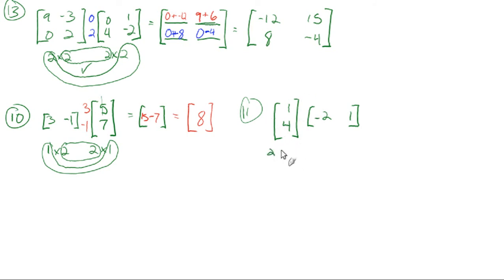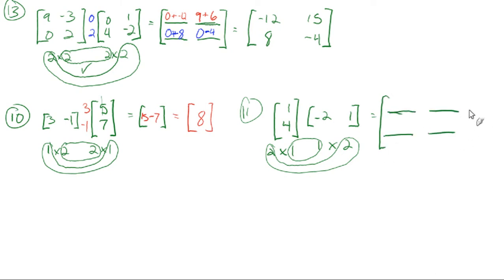This is a 2 by 1, and this is a 1 by 2. Okay, so we can multiply them together because these two middle numbers match up, and this is going to give us a 2 by 2. So this is going to be 2 rows and 2 columns.